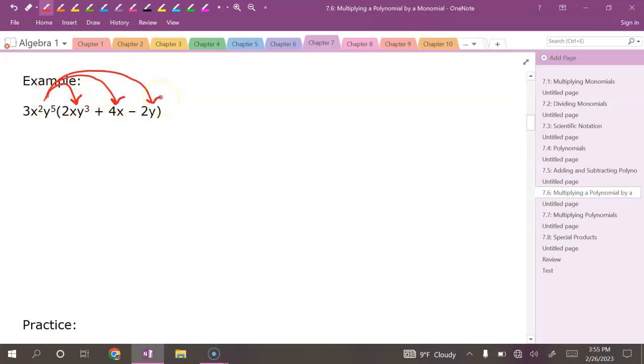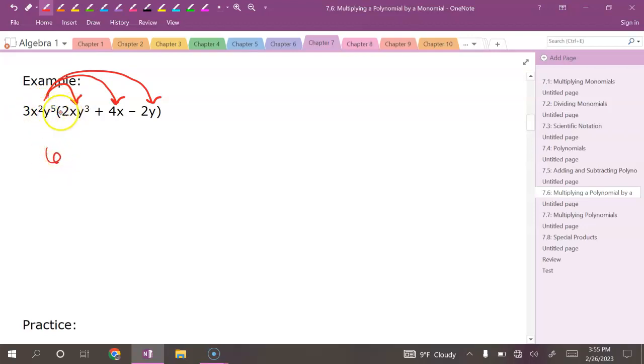like I do. That just helps me remember to distribute to every single term so I don't forget to do that, because sometimes I see students do it to the first one and they forget to do it to the other ones, okay? So we're going to multiply 3 times 2, which would be 6.